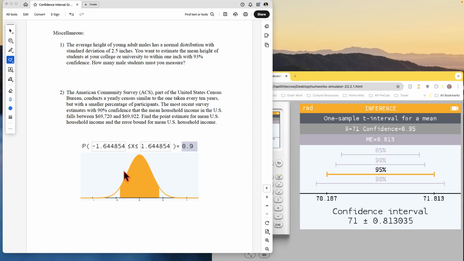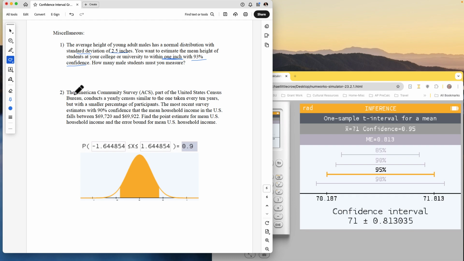Last one. I don't know quite what question to call it, but it's the last page, and this one has some valuable information. The average height of young adult males has a normal distribution with a standard deviation of 2.5 inches. That's kind of like coming from a population, right? You want to estimate the mean height of students at your college or university to within 1 inch. So that's the margin of error we're looking for. We want a 93% confidence interval. How many male students must you measure?